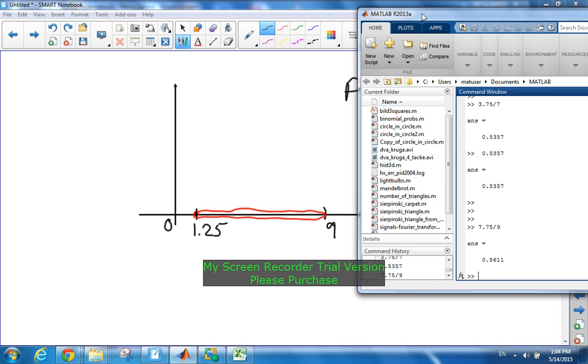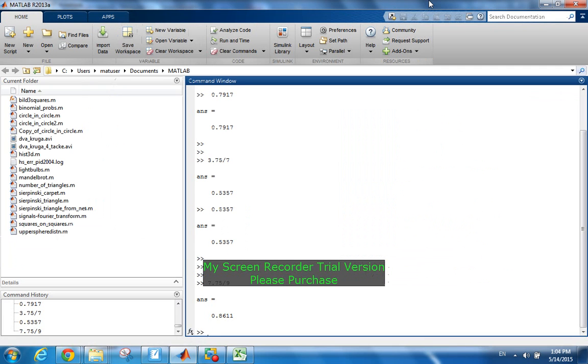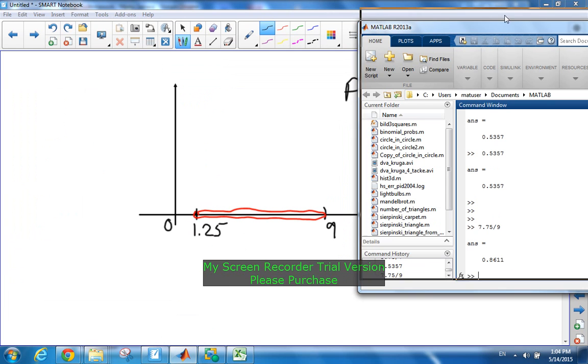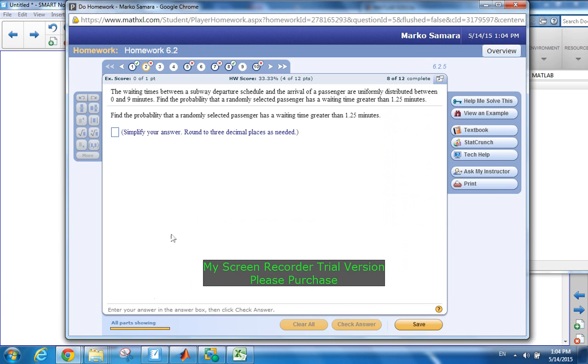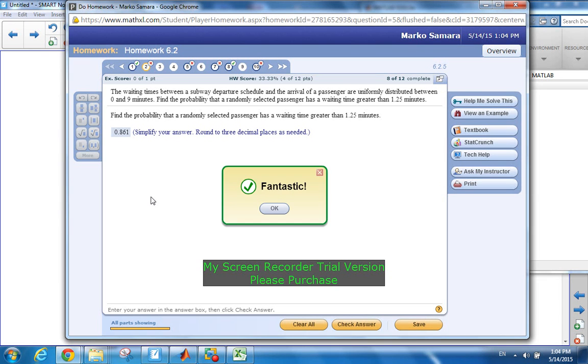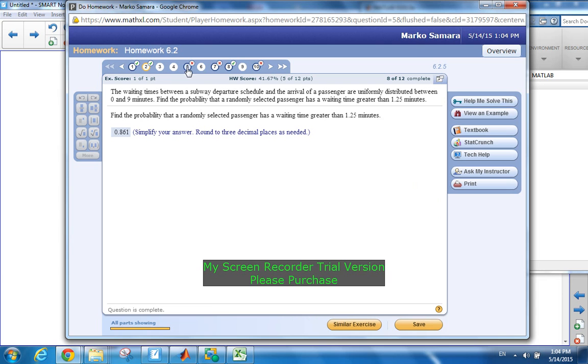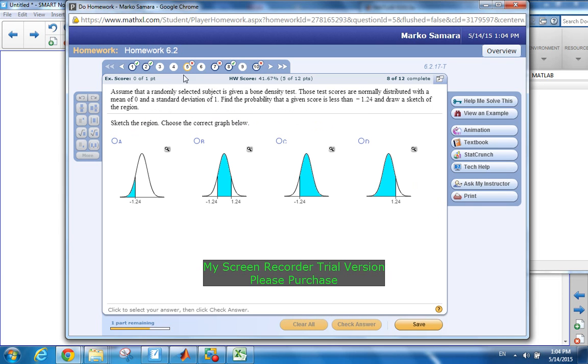That number is 0.8611. I copy it and paste it here, so 0.8611. Simplify your answer, round to 3 decimal places. So if we round this, since the 4th decimal place is 1, we don't change the 3rd decimal place, so we just delete the 2nd one. And fantastic.